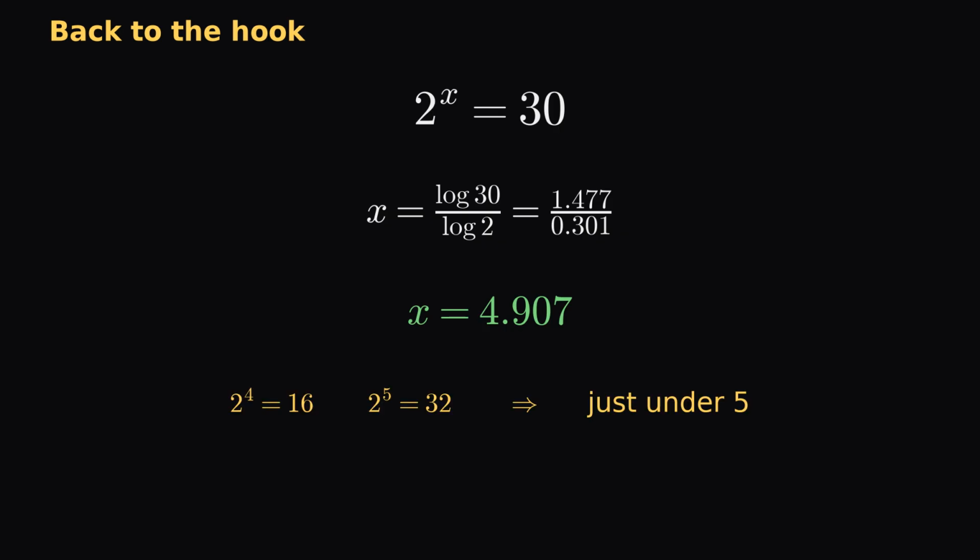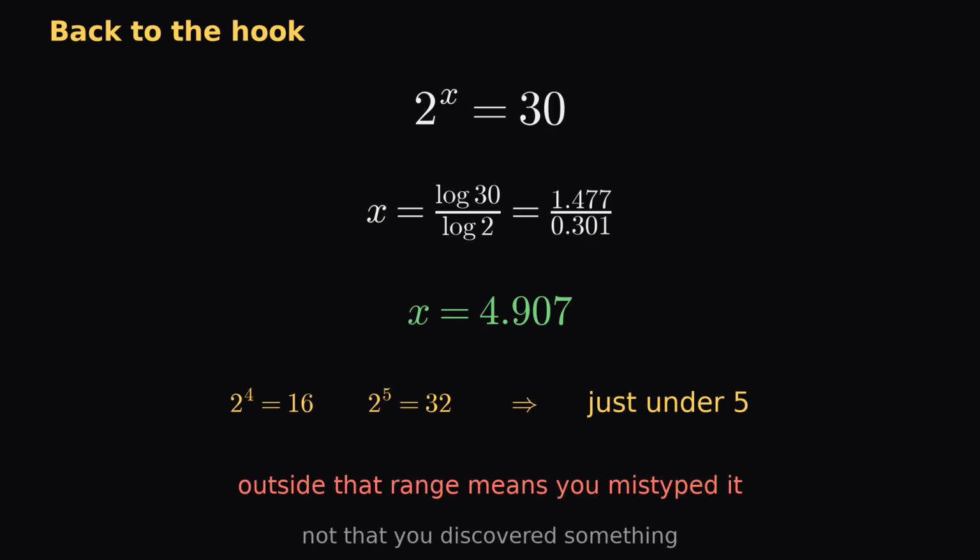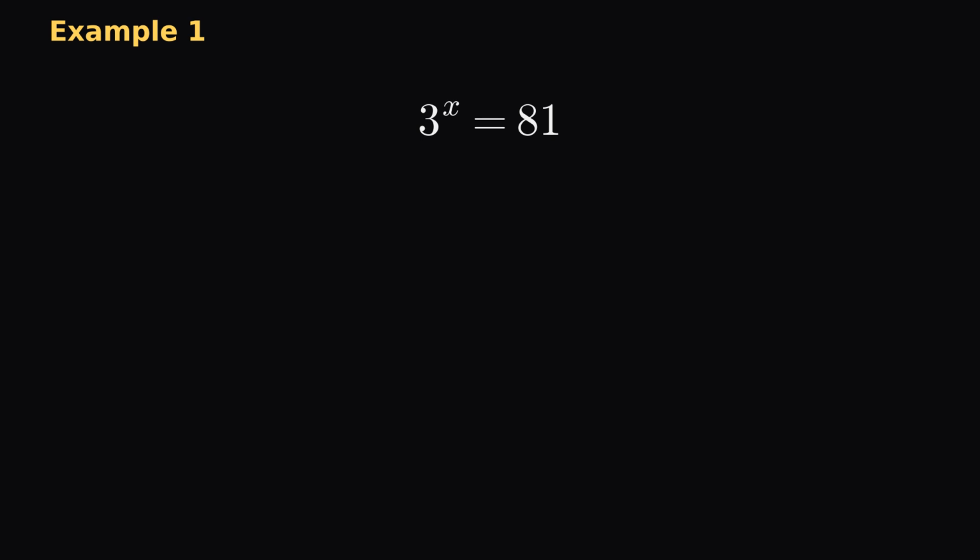2 to the 4th is 16. 2 to the 5th is 32. So the answer has to land just below 5. And it does. If your calculator gives you something outside that range, you've mistyped it. You haven't discovered something.